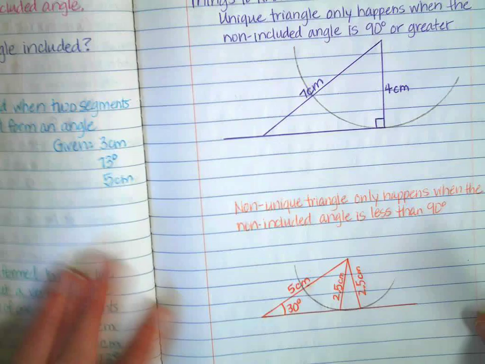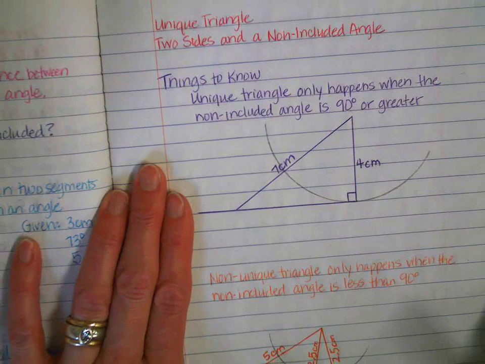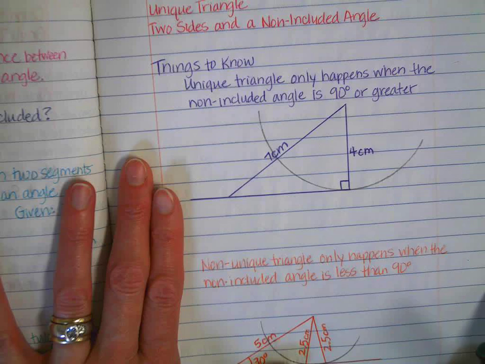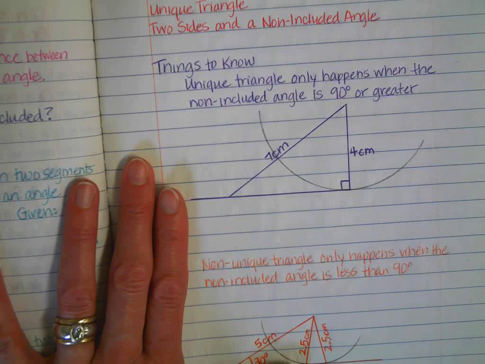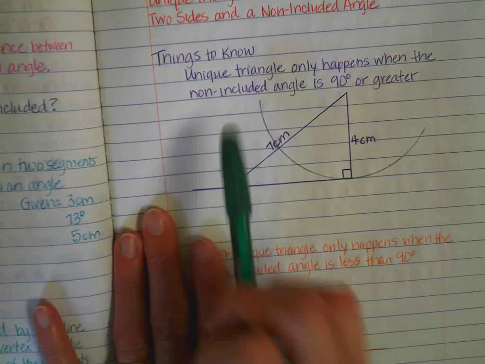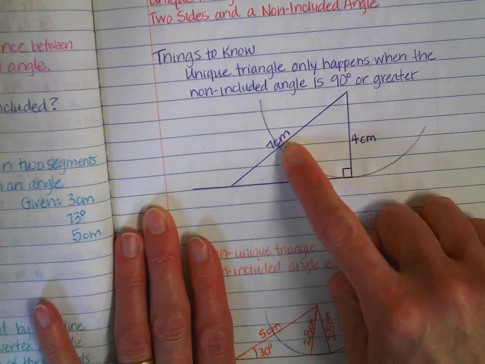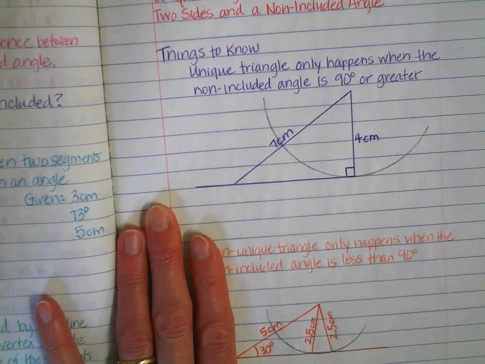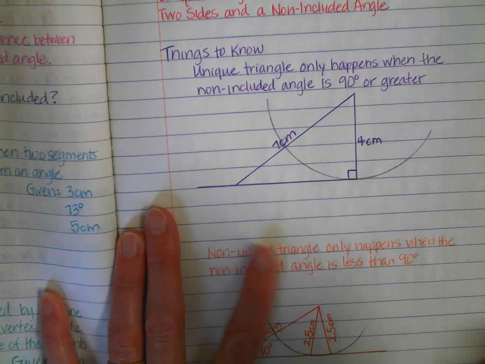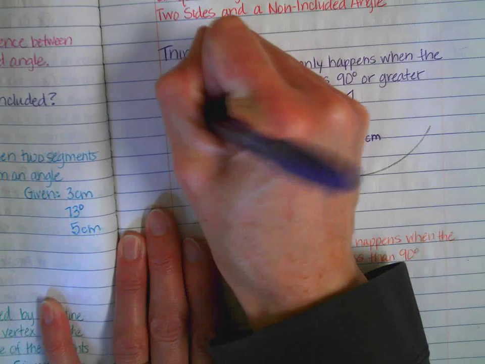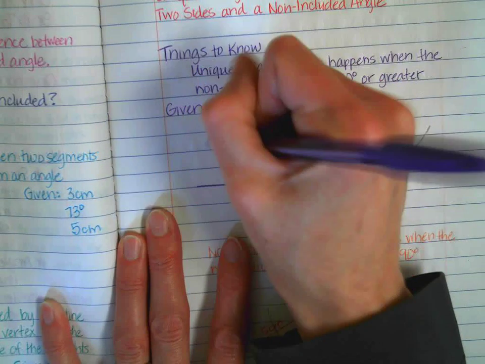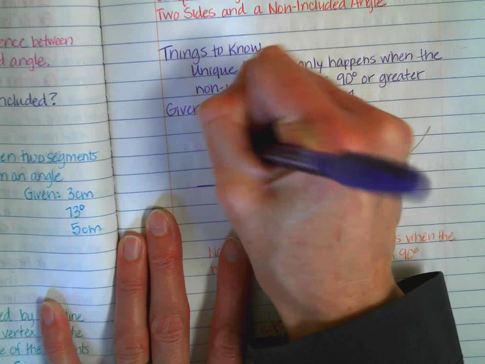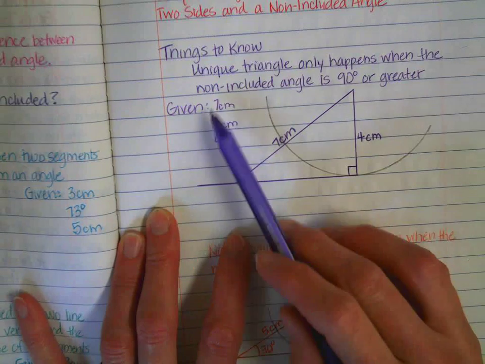A unique triangle only happens when a non-included angle is 90 degrees or greater. So let's look at this. It says a unique triangle only happens when the non-included angle is 90 degrees or greater. So let's talk about a non-included angle. If this is the given right here, does everybody see that that's the given? Your given information, again, is very, very important. The given information is that you have 7 centimeters, 4 centimeters, and you have a 90 degrees, okay?